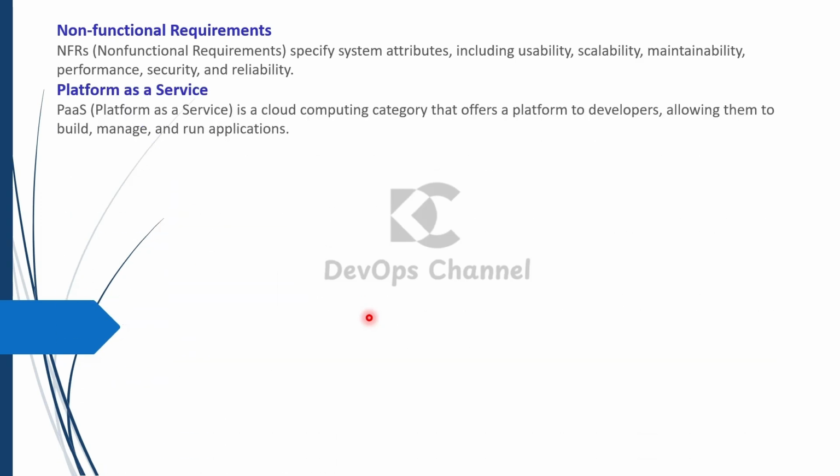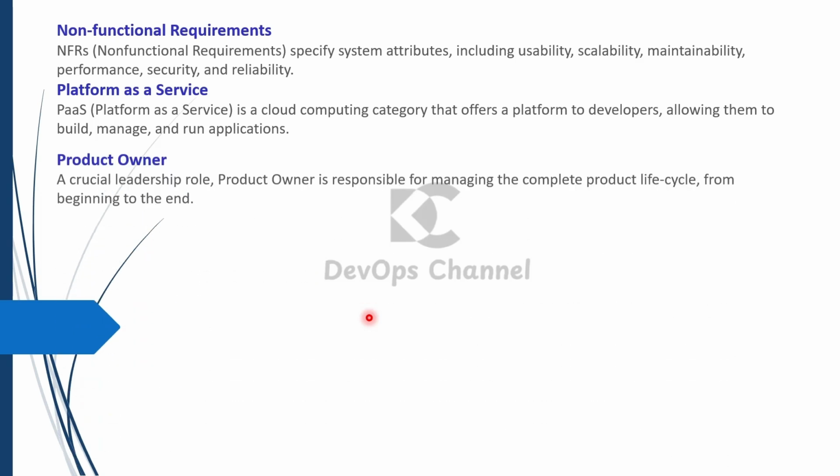Okay. Next one is platform as a service. So suppose you are using a database via any cloud provider, you are using platform as a service. Okay. So it's a cloud computing category that offers a platform to developers, allowing them to build, manage, and run applications. Okay. Now the levels up to the OS and below, meaning the infrastructure and all, are managed by your cloud provider, and everything above the OS level, you are managing that. Okay. So that's called platform as a service.